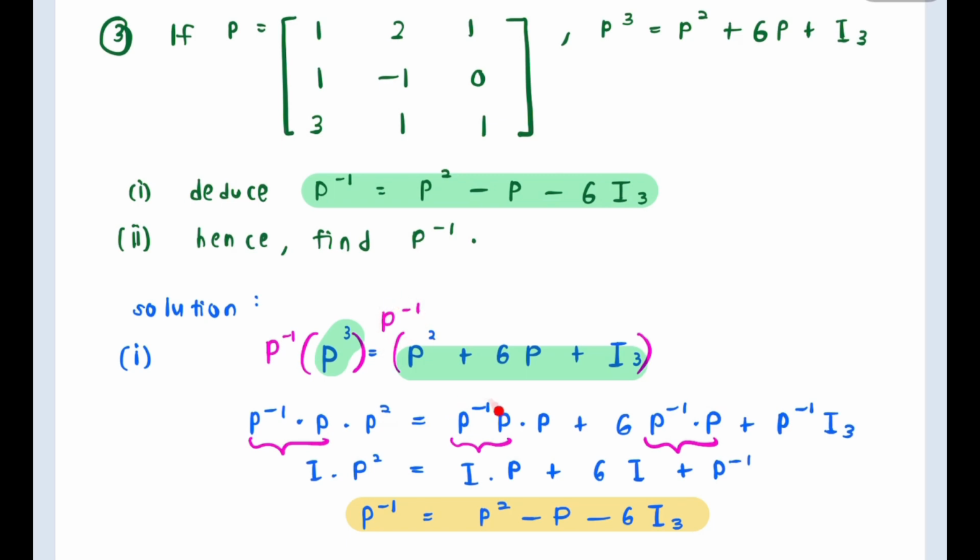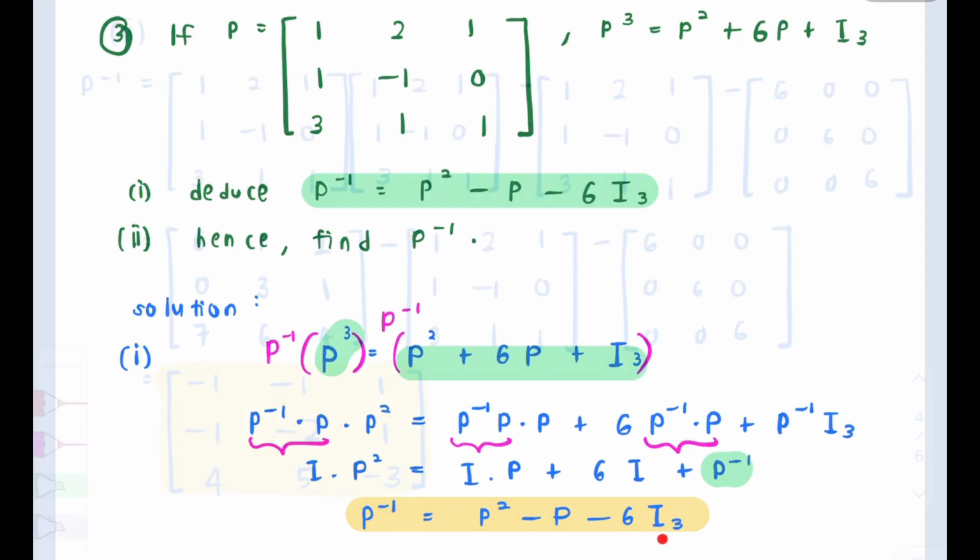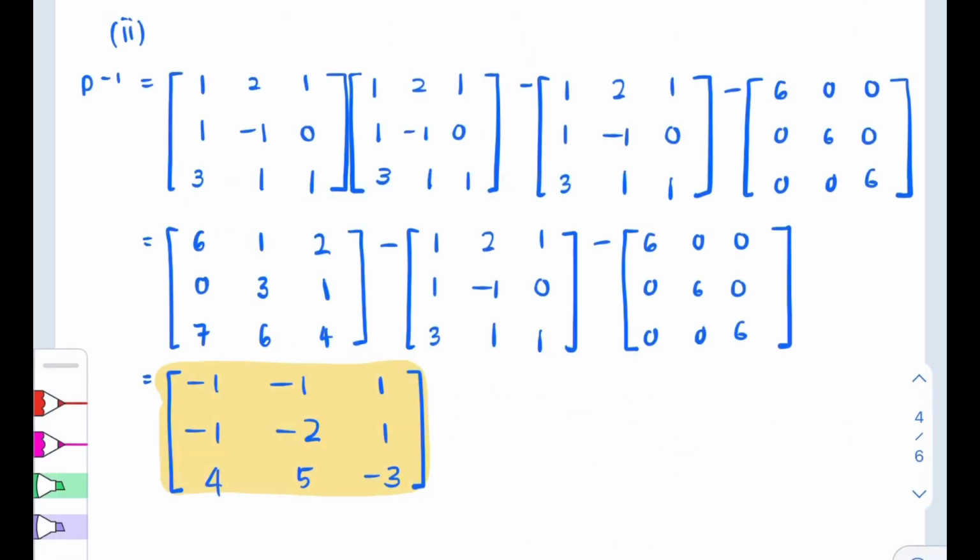This is P inverse P plus 6 P inverse P plus P inverse times I. So let's open up. This is I times P squared. This is I times P. This is I. This is P inverse. So finally, we can see P inverse here. And then let's rearrange. P inverse is equal to P squared minus P minus 6I. Now we have deduced P inverse.